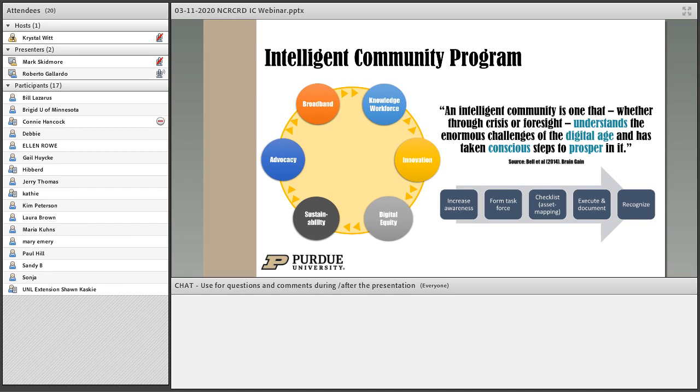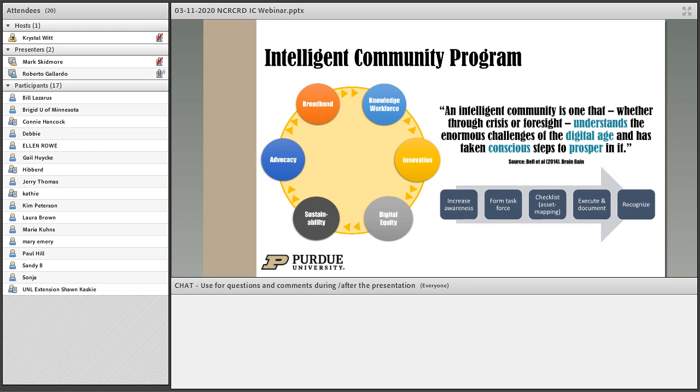The intelligent community is one that, whether through crisis or foresight, understands the enormous challenges of the digital age and takes conscious steps to prosper in it. They're not reactive, they're more so proactive. So if you fit this criteria, you're considered intelligent. Again, not assuming or implying that others are dumb just because they don't grasp this concept. That's not what the name implies.